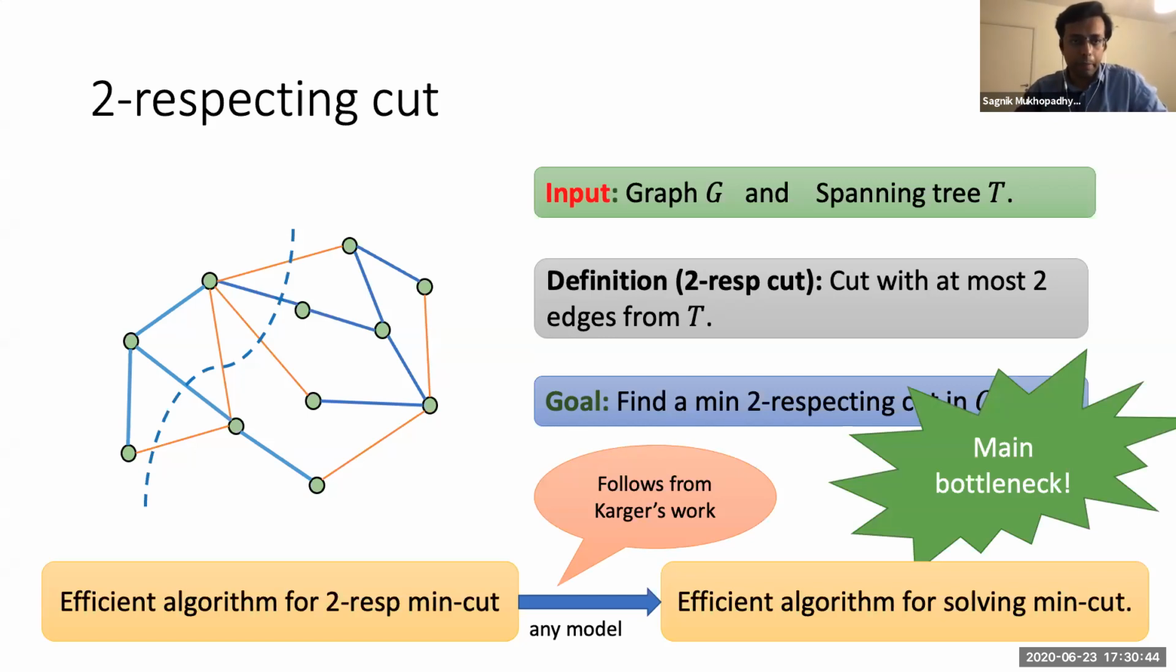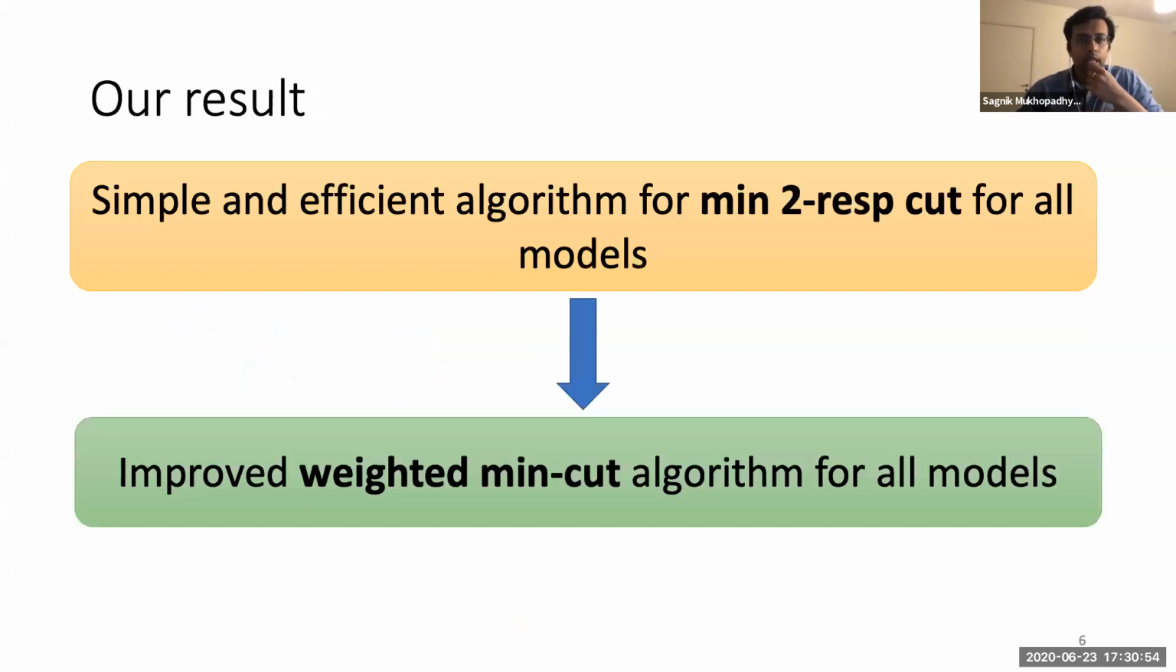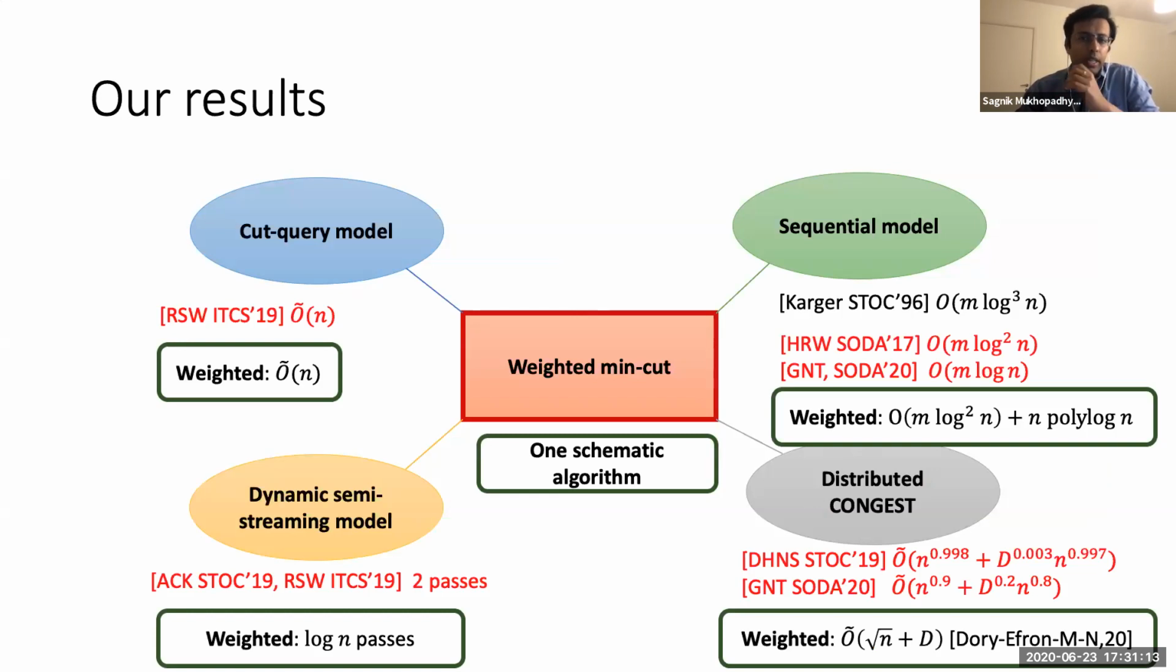So our contribution is a new, improved, and arguably simpler schematic algorithm for the minimum 2-respecting cut problem, which works across all the models. And this helps us achieve one schematic algorithm for the weighted min-cut problem as well, which works across models. So this is how our result sits with respect to the previous works that I've mentioned before. We have one schematic algorithm for the weighted min-cut, and we get algorithms for all of these models with different implementation details.